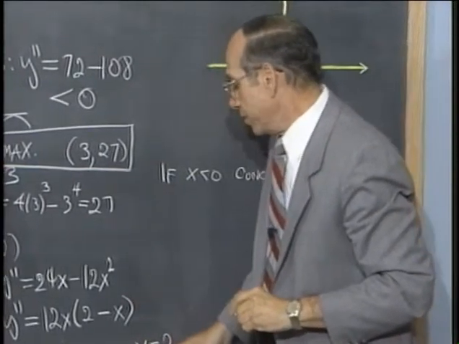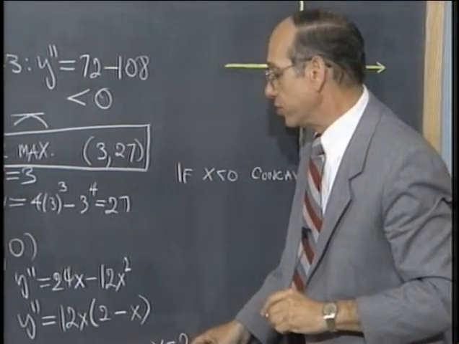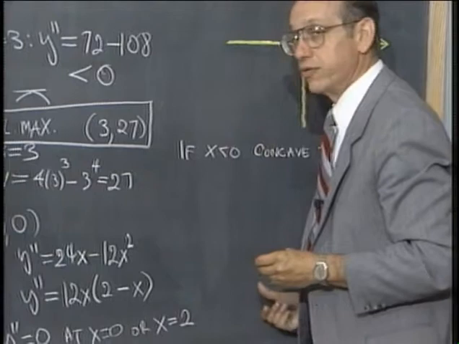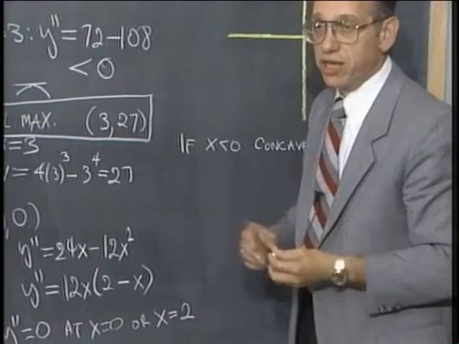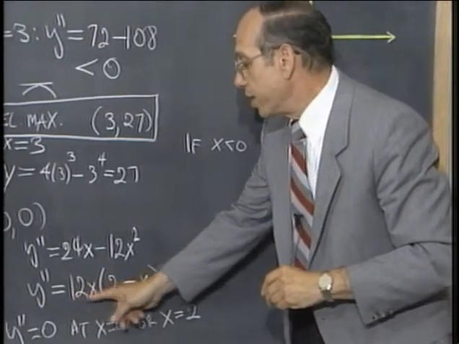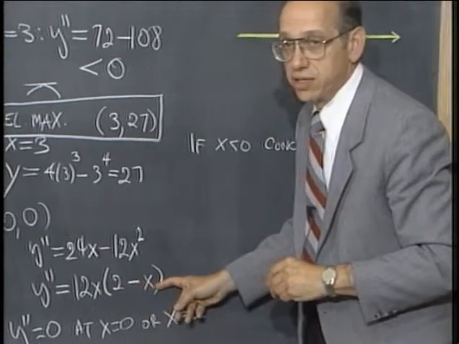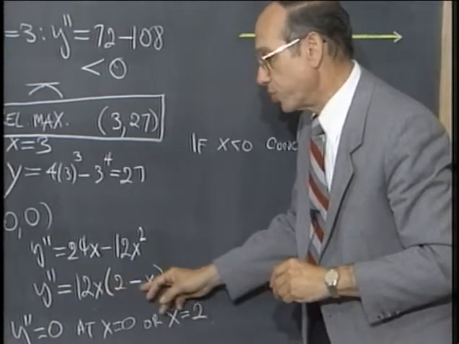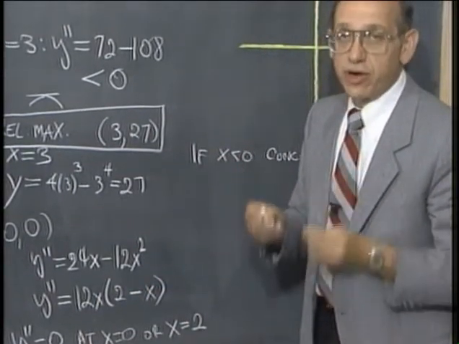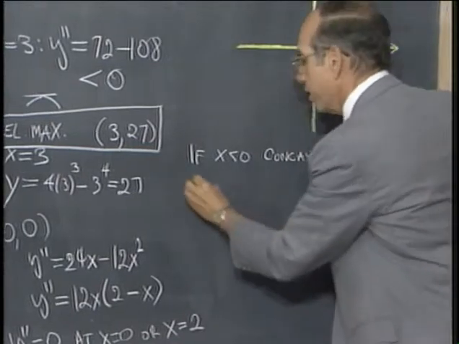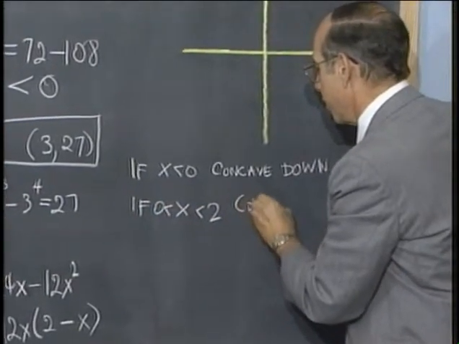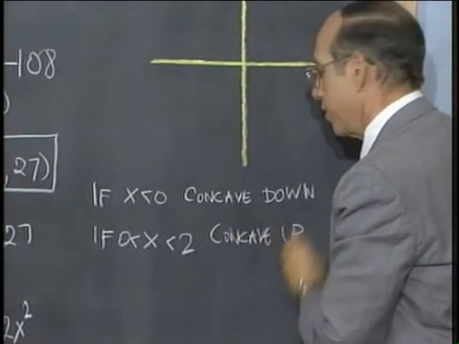Well, what about around x equals 2? What we have to do is look between 0 and 2, and then to the right of 2. Between 0 and 2, if x is any number between 0 and 2, try 1, for example, 12x is positive. 2 minus x, say if x were 1, that would be 2 minus 1. That's also positive. This product is positive. That means y double prime is positive. The curve is concave up. So if x is between 0 and 2, the curve is concave up.